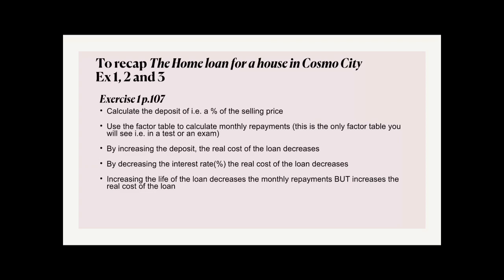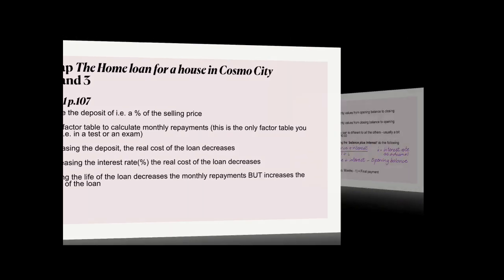From exercise 1, you practiced calculating the deposit as a percentage of the selling price. Then you had to be able to use the factor table in order to find the monthly repayments. We also investigated what happened when we increased the deposit and the effect it had on the real cost of the loan. We saw it decreased. When the interest rate decreased, the real cost of the loan also decreases. By increasing the life of a loan, your monthly repayments were less, but that increased the real cost of the loan.